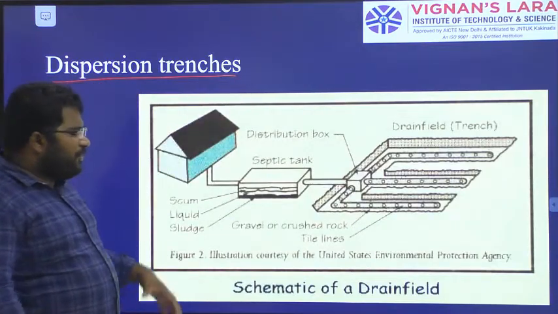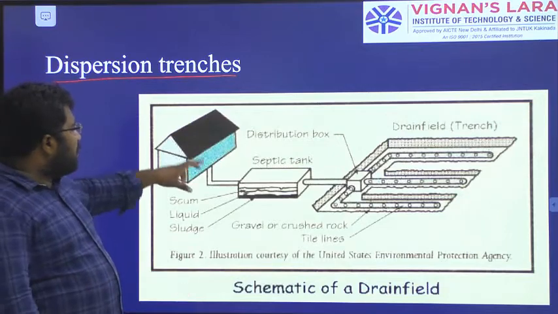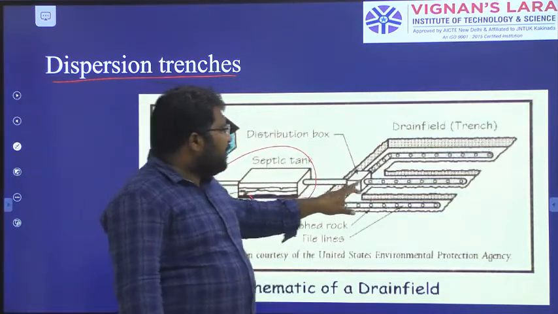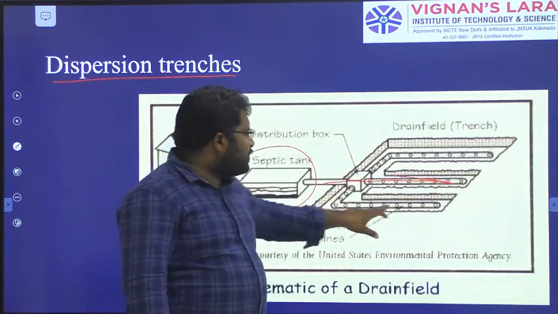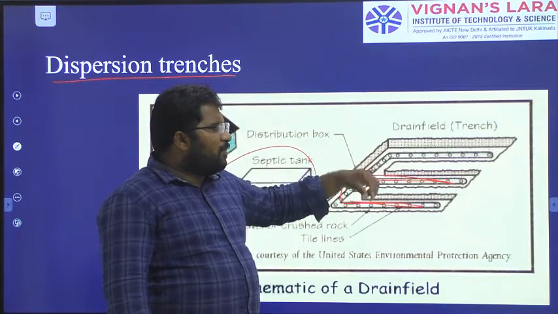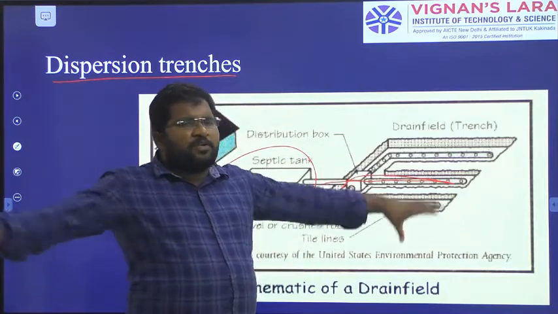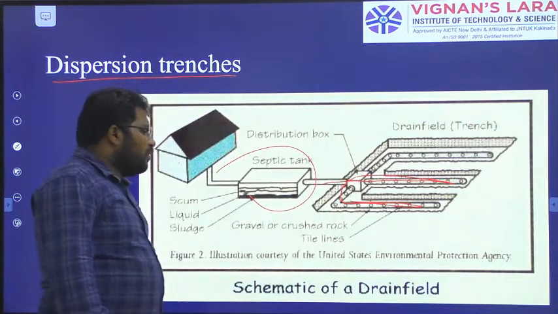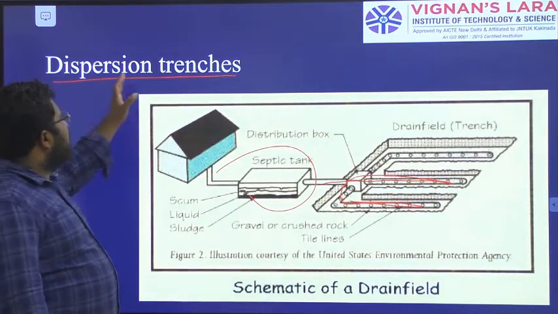Next, talking about the dispersant trenches. Before, you saw only a pit. Now the water from the septic tank is going to spread through perforated pipes here. These perforated pipes will be given a small amount of water so that it will spread over the whole area, so that the water can percolate into the ground. That's why it is called trenches.